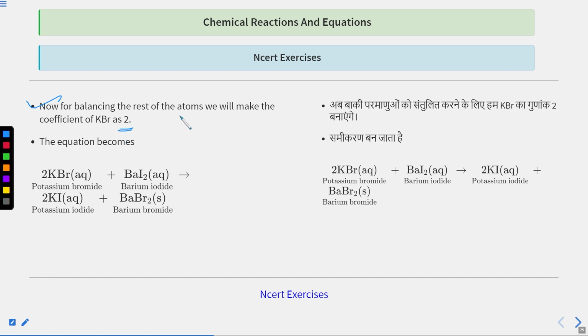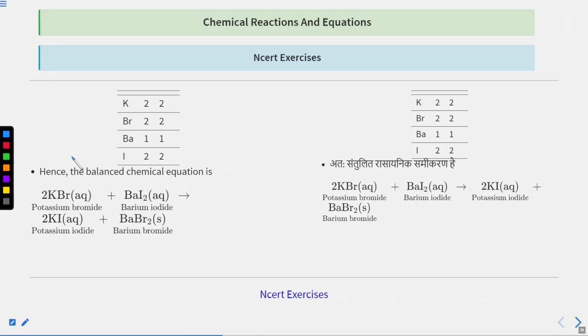Now for balancing the rest of the atoms, we will make the coefficient of KBr as 2. The equation becomes 2 KBr plus BaI2 gives 2 KI plus BaBr2. This is the complete balanced chemical equation.